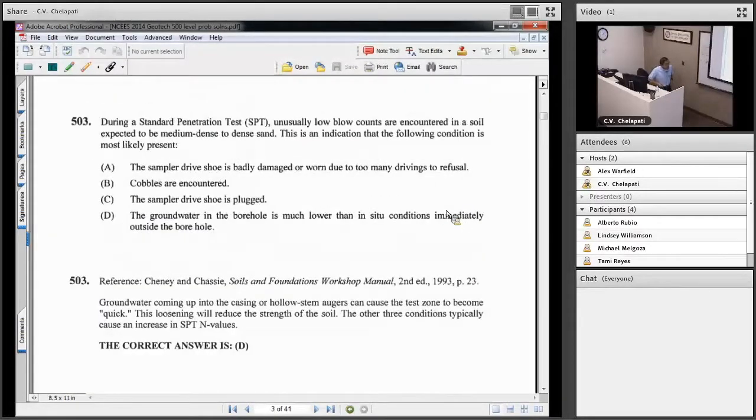Okay, here it talks about standard penetration tests. So usually low blow counts are encountered in the soil, expected to be medium dense to dense. This is an indication that the following condition is most likely present. A, sample drive shoe is badly damaged or worn due to too many drivings to refusal. B, cobbles are encountered. C, the sampler drive shoe is plugged. D, the groundwater in the borehole is much longer than in situ conditions immediately outside the borehole.